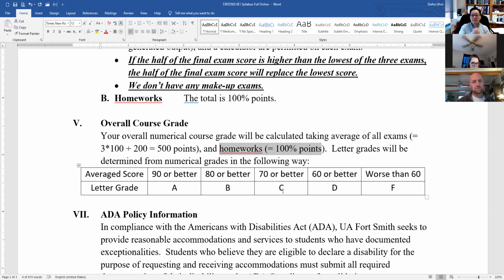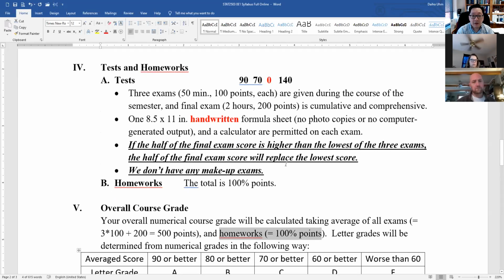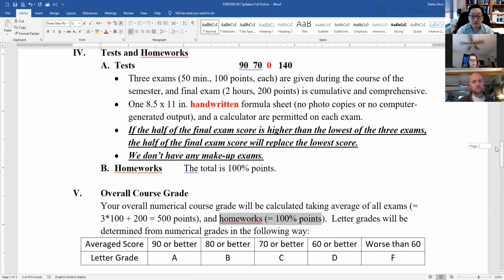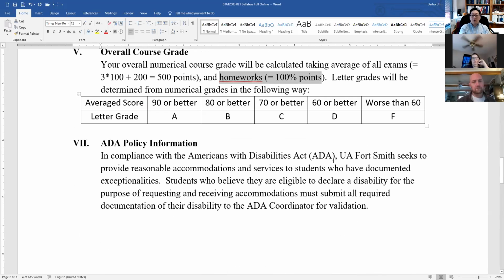It's good, right? Do you have any questions about the tests, the homework, the grading? Okay, and if you are an ADA student, please email me personally. Then we can discuss, and I can help you if you need something. Okay.